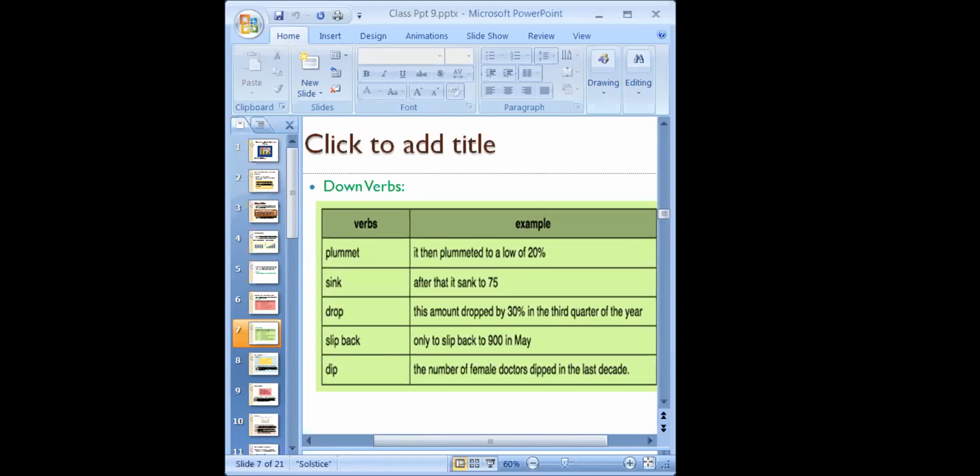Okay, sink. So plummet is decreasing. Sink is also decreasing. It's not the kitchen sink. So sinking means it's going down. So after that, it sank to 75%. Or you can say sank by.